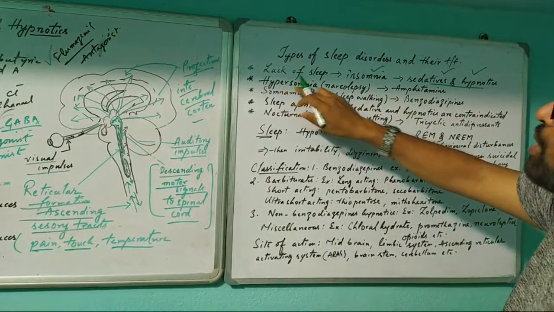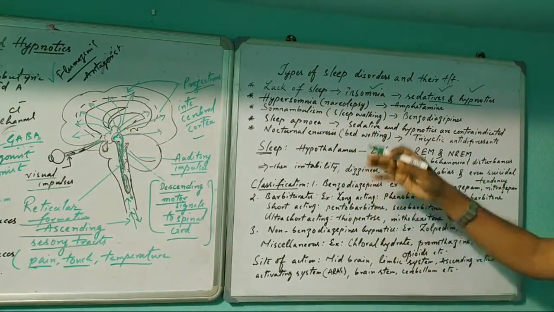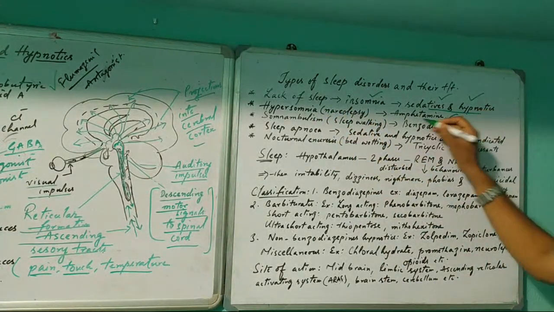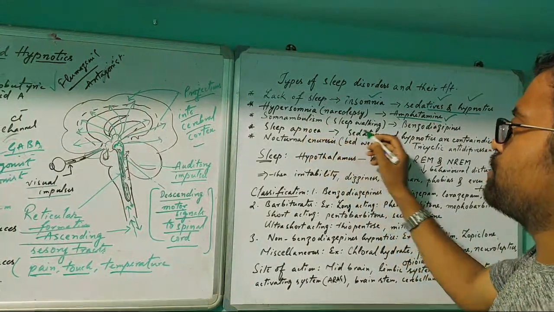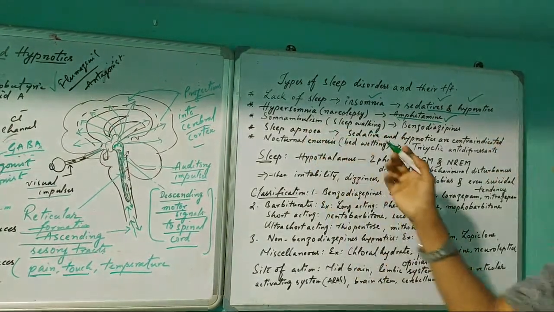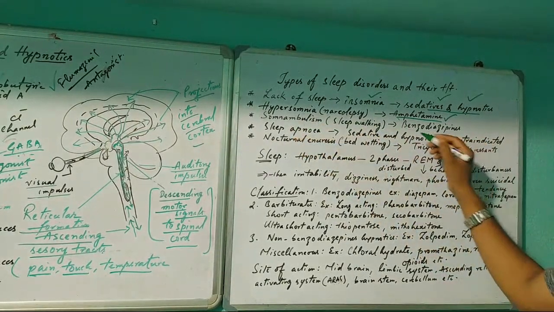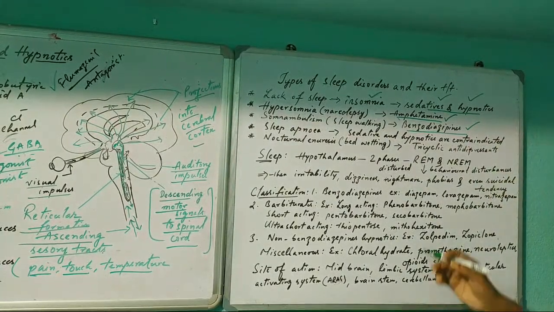Hypersomnia means getting more sleep with laziness and drowsiness. That is narcolepsy, another word. For this purpose we give amphetamine. And somnambulism, sleepwalking, means that while you are sleeping you may walk. That is called somnambulism. For this purpose we give benzodiazepine-like drugs.